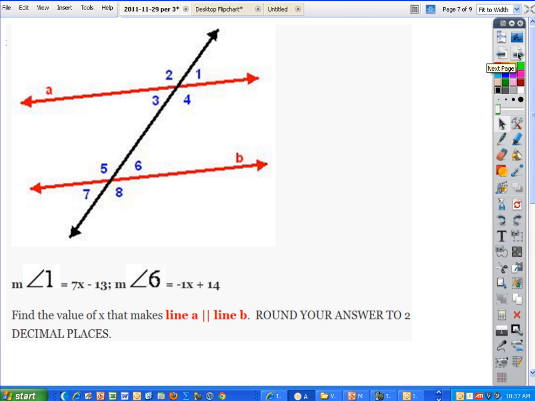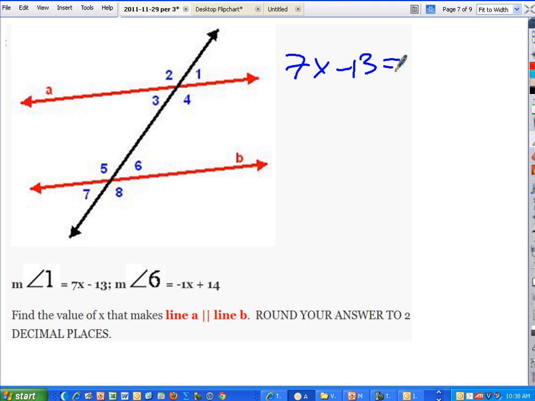Okay, what about this? This is much easier. Find the value of x that makes line A parallel to line B. If the measure of angle 1 is this and the measure of angle 6 is that, how are 1 and 6 related? How would they need to be related for these two lines to be parallel? If congruent, sure. So we'd set them equal. So 7x minus 13 equals negative 1x plus 14.